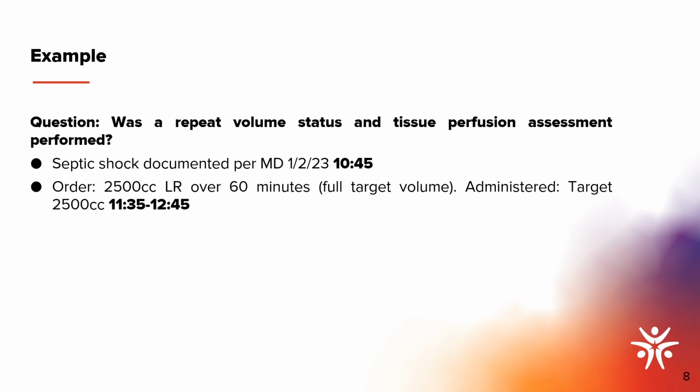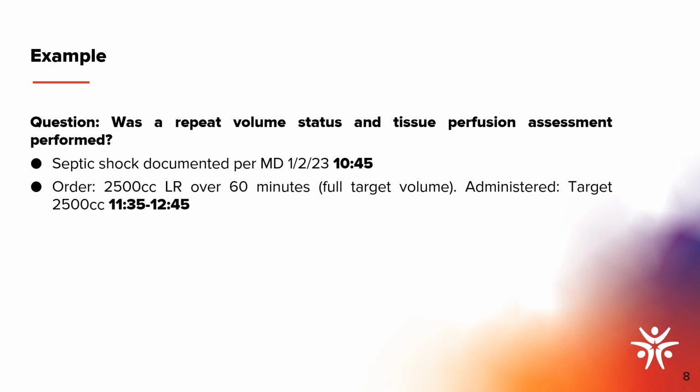Now that we've reviewed the requirements to meet this data element, let's take a look at an example. Here's the question. Was a repeat volume status and tissue perfusion assessment performed? Septic shock was documented per MD on 1/2/23 at 10:45 in the morning. There's an order for 2,500 cc's lactated ringers over 60 minutes. This is the full target volume for this patient. The full target volume of 2,500 cc's was administered between 11:35 and 12:45.